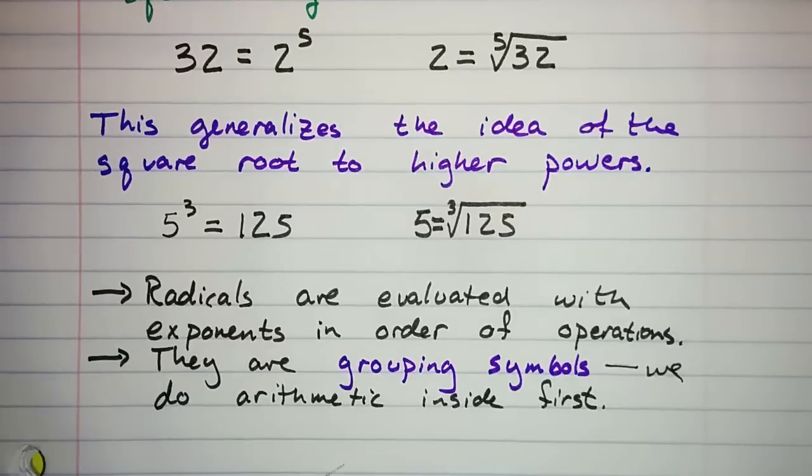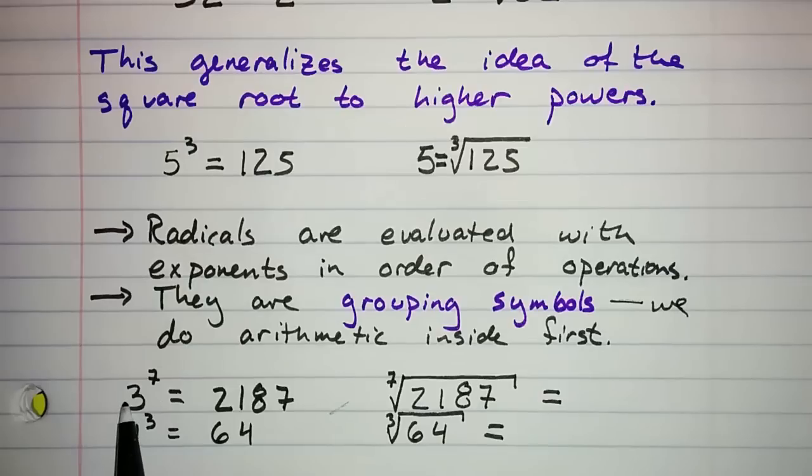A couple of these to try, just evaluating roots. Given that 3 to the 7th is 2,187, find the 7th root of 2,187. And given that 4 to the 3rd is 64, find the cube root of 64. Pause the video and try these now.